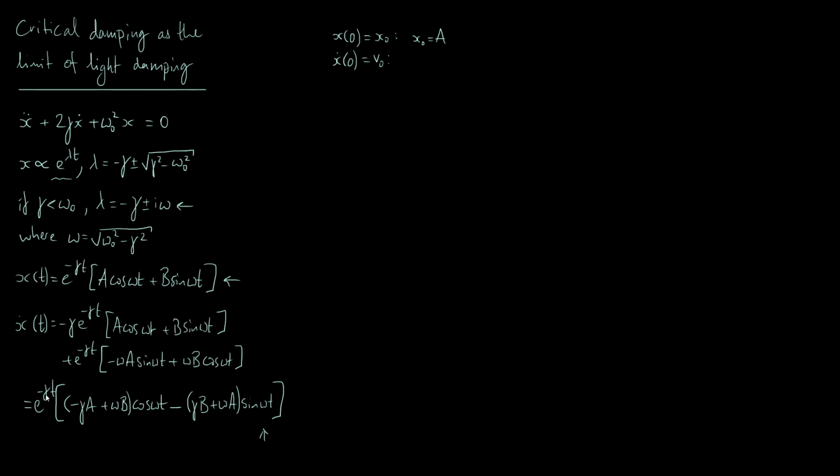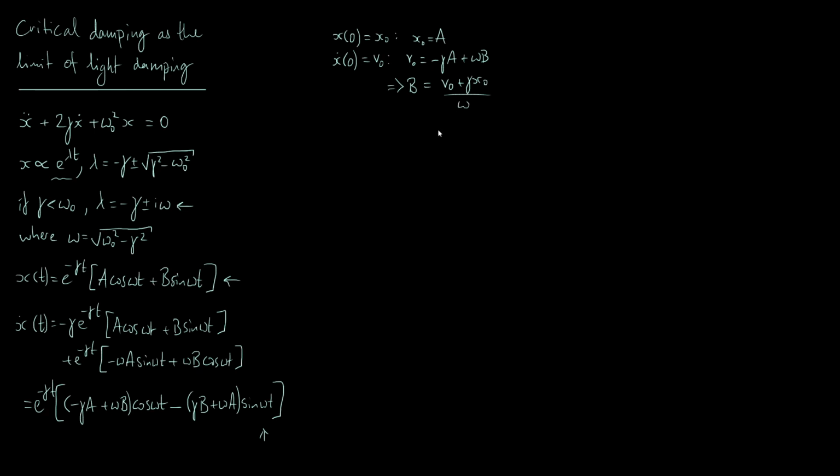So again, e to the 0 is 1, and the sine term is going to disappear. And what we'll find is that v0 has to be equal to minus gamma a plus omega b, alright? And from this, if we just rearrange that, you'll find that b, therefore, has to be equal to v naught plus gamma a, but a is x naught, remember? So v naught plus gamma x naught over omega.